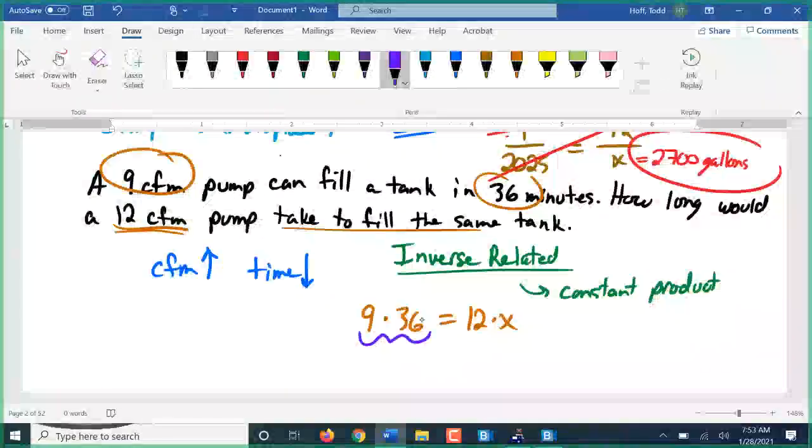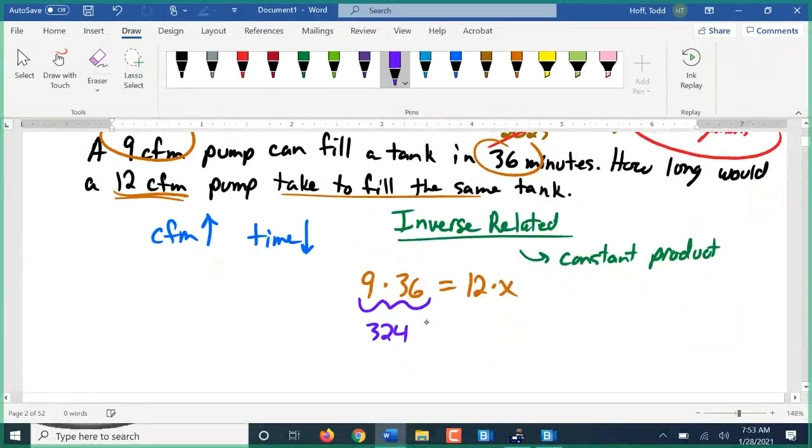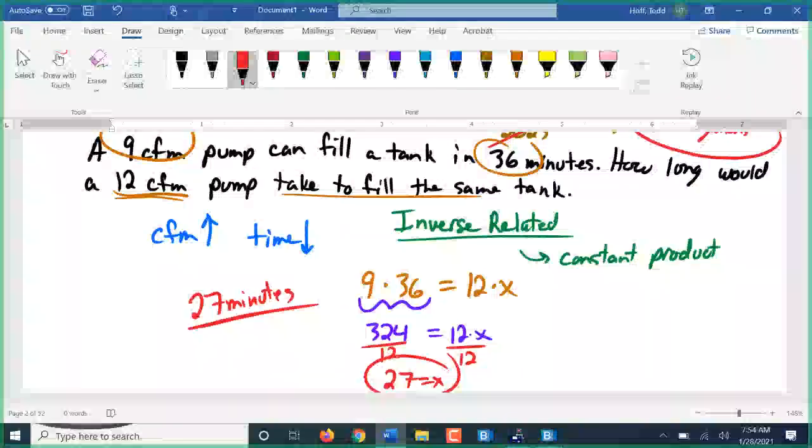We do 9 times 36. What is that? 324, I believe. Equals 12 times X, or just 12X. We divide by 12. We get 27 equals X. So it would take 27 minutes for that bigger pump, faster pump, to fill the same tank.